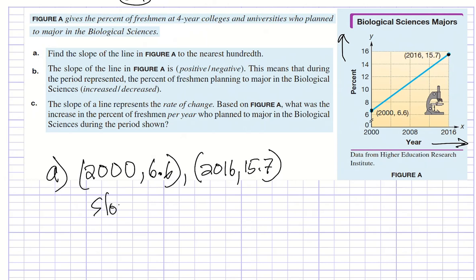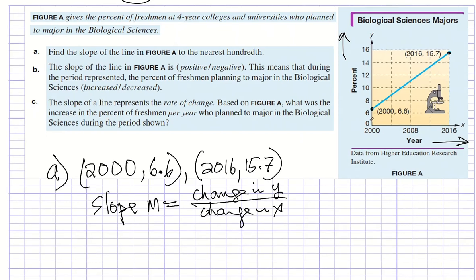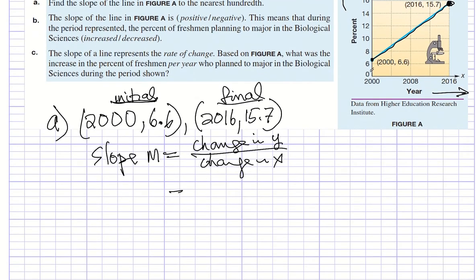You remember? Slope is equal to change in y over change in x, okay? So we said this is the beginning, initial, and this is final. I like to do it that way so I don't get confused. That's the beginning ordered pair, the final ordered pair. So it starts here and then it goes and ends here. That's how I think about it. That way you don't make a mistake when you're finding the slope.